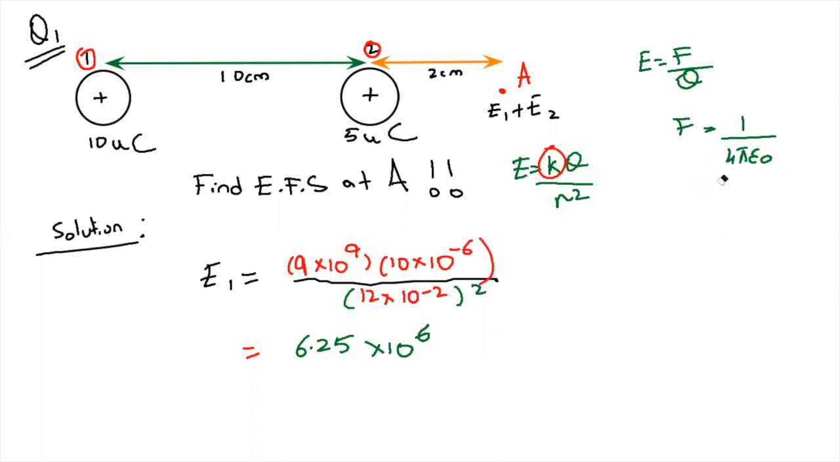But instead of this, I wrote k q divided by r squared. This is a small q. And when you divide F with q, you end up with this formula, which is k q divided by r squared. Okay, let's find E2.